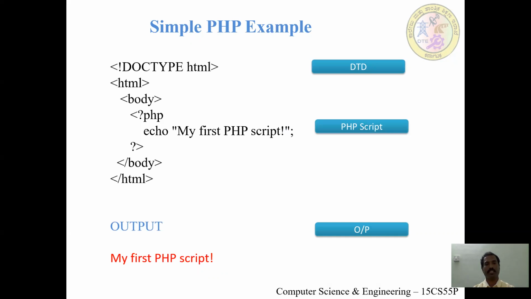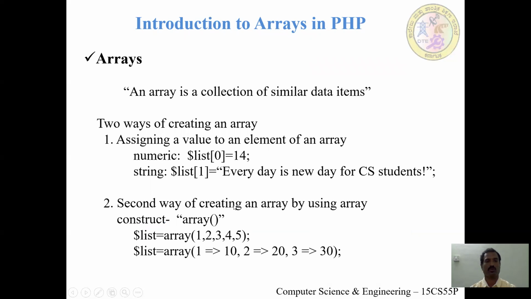Here is a simple PHP document which starts with the DTD, then the HTML code. We have mentioned a simple one-line PHP script, that is to display my first PHP script. We have included this in the opening tag, angle bracket question mark php, and the closing tag, question mark and angle bracket. Close the body tag, then close the HTML. The output of this is my first PHP script. This is the output.